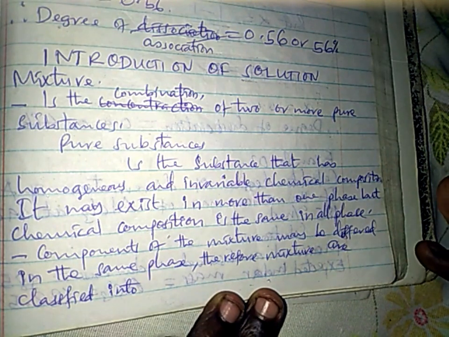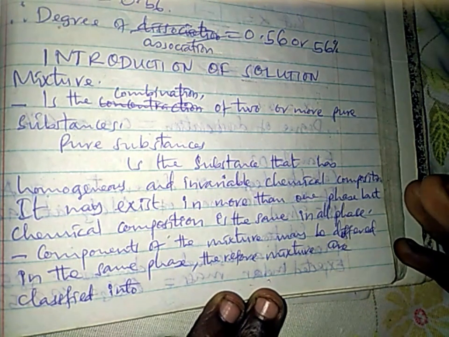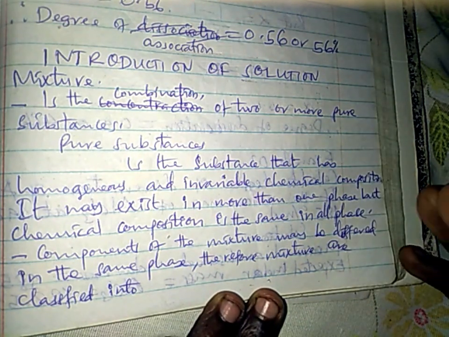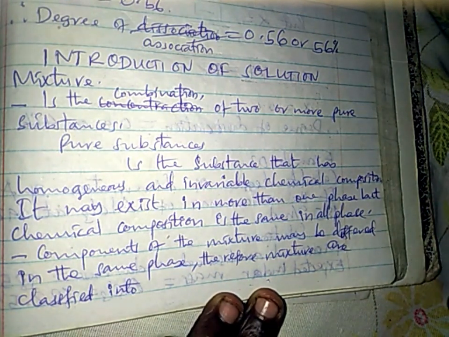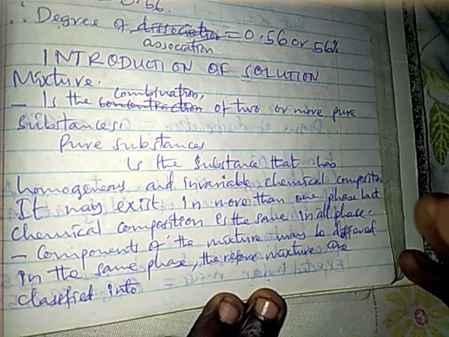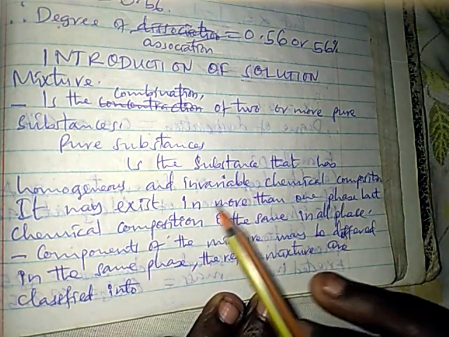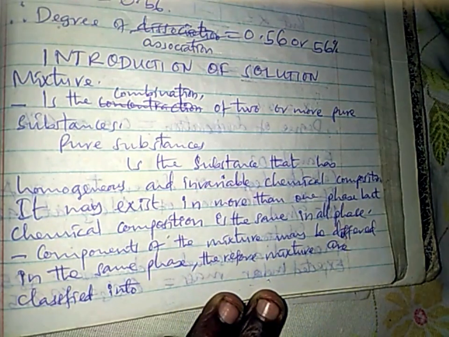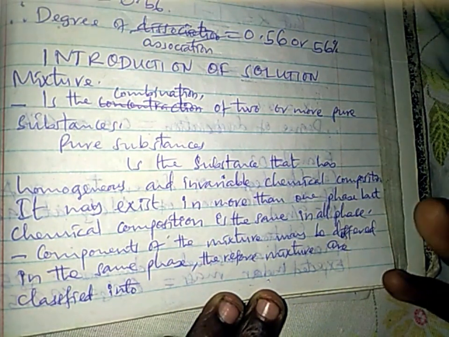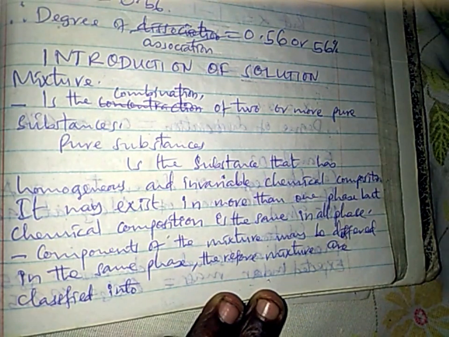But impure water means ile water imekuwa contain impurities. Impurities ni kama uchafu. So impurities can be mineral salts, dust, or microorganisms such as bacteria. Kwa hiyo, a pure substance is the one that has homogeneous and invariable chemical composition. So it may exist in more than one phase, but the chemical composition is the same in all phases. For example, water can exist as vapor, as a liquid, or as ice, but the composition of water remains oxygen and hydrogen.